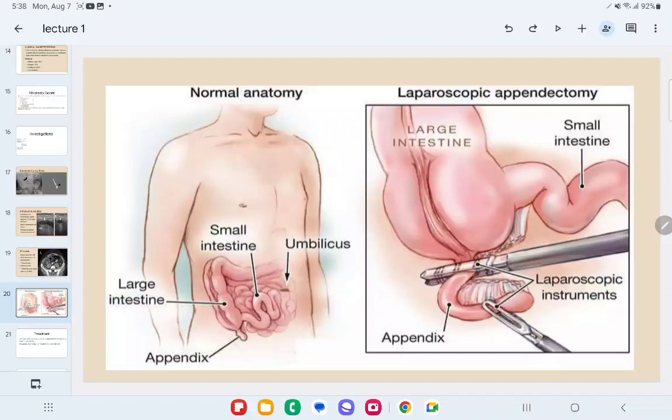This is how laparoscopic appendectomy is done. They will make 3 openings: one for the camera, infraumbilical or supraumbilical, one port in the right iliac fossa, and the other in the left iliac fossa, and then the procedure will go on.